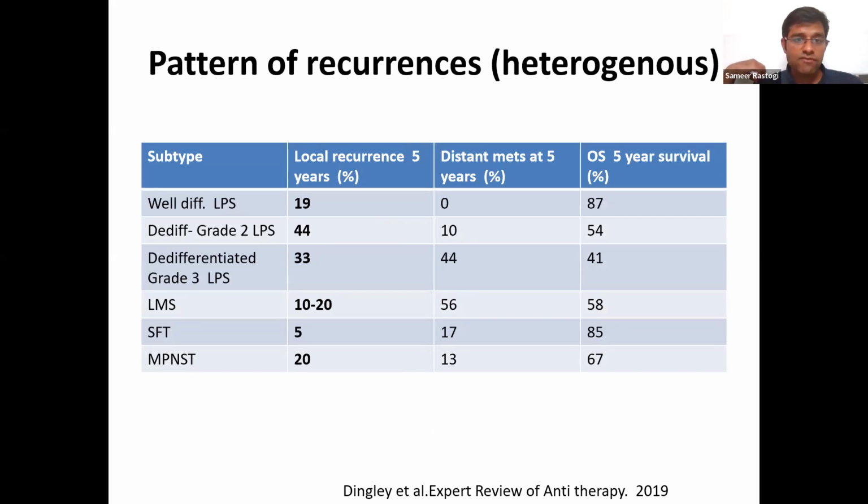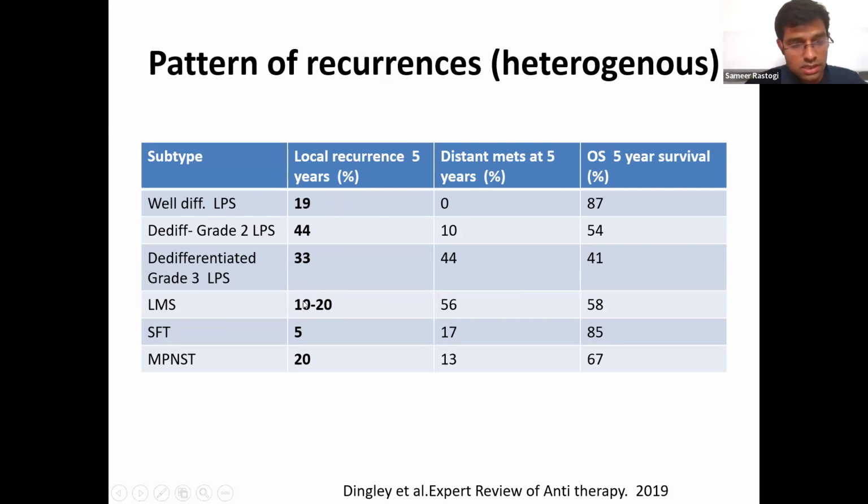To understand why we advocate neoadjuvant therapies in retroperitoneal sarcoma, first we have to understand what kind of recurrences are observed. In well-differentiated liposarcoma and grade 2 dedifferentiated liposarcoma, the majority of recurrences are local, while distant mets are hardly there. However, in grade 3 liposarcoma and leiomyosarcoma, the majority of recurrences are distant, and in leiomyosarcoma, local recurrences are hardly there.